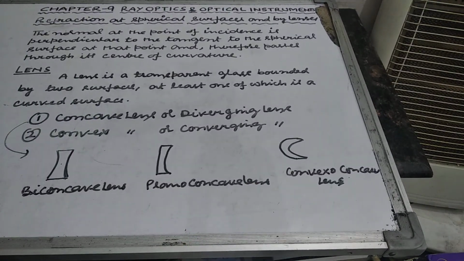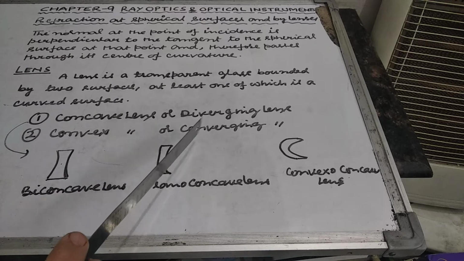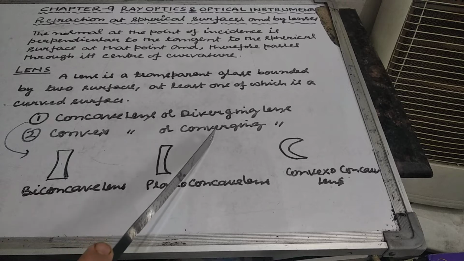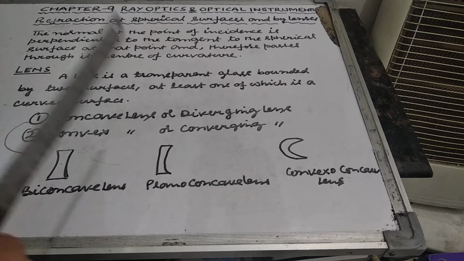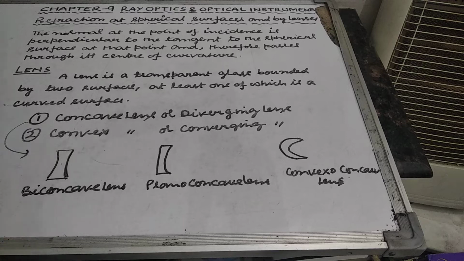Now if we talk about the convex or converging lens, it is thick at the center but thin at the edges, and it converges a parallel beam of light after refraction through it. That's why it is known as a converging lens, and it has a real focus. So a concave lens has a virtual focus and a convex lens has a real focus.